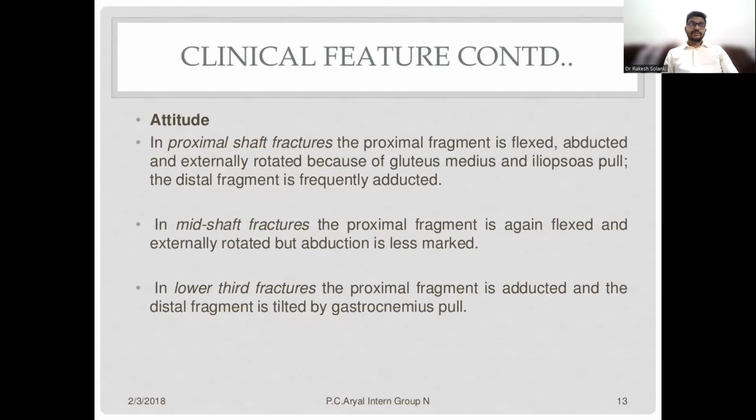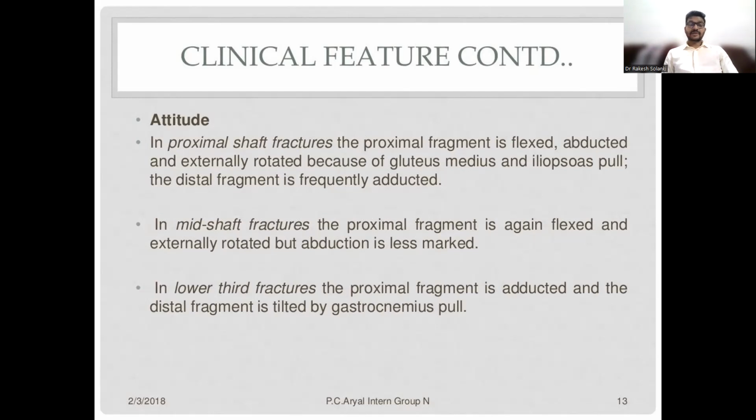The position or attitude of the affected limb: in proximal shaft fractures, the proximal fragment is flexed, abducted, and externally rotated because of the gluteus medius and iliopsoas pull. The proximal fragment will typically show external rotation, flexion, and abduction deformity. In mid shaft fractures, the proximal fragment is again flexed and externally rotated, but the abduction is less marked.